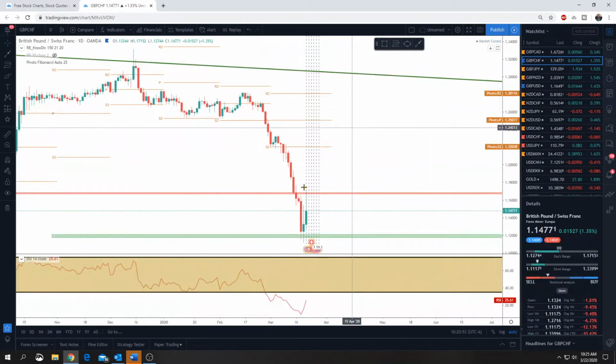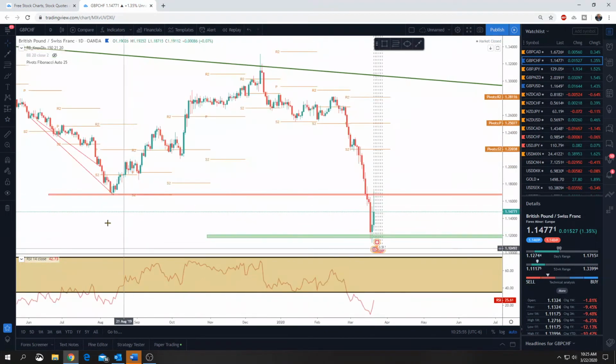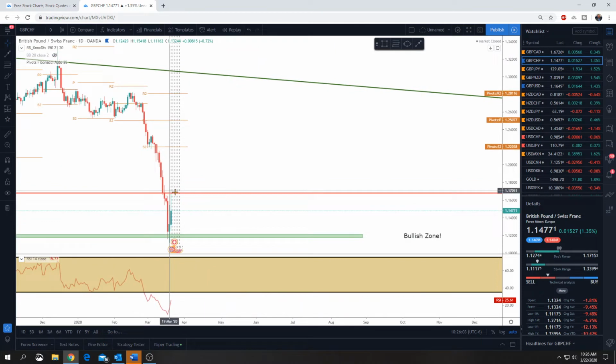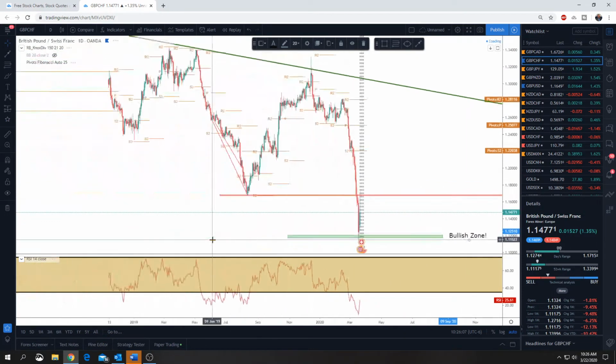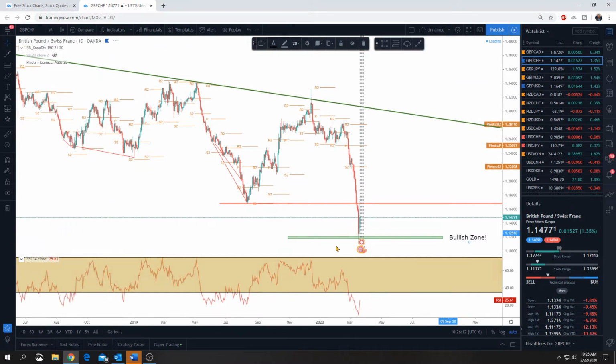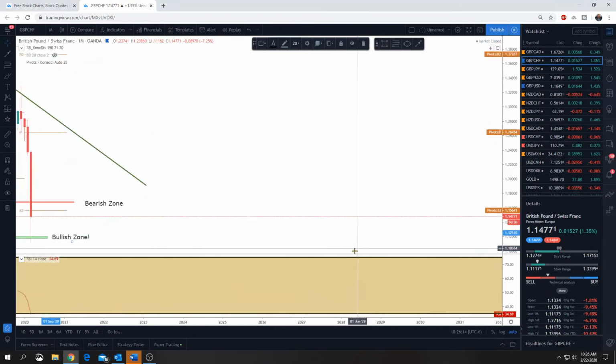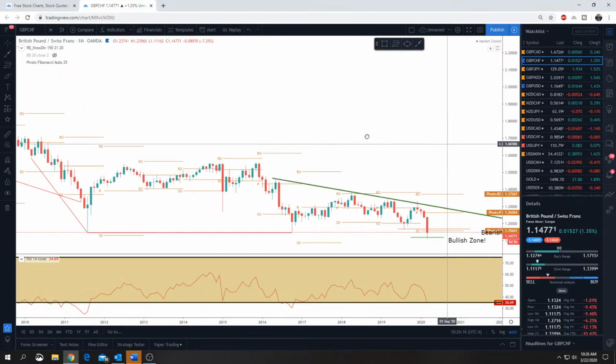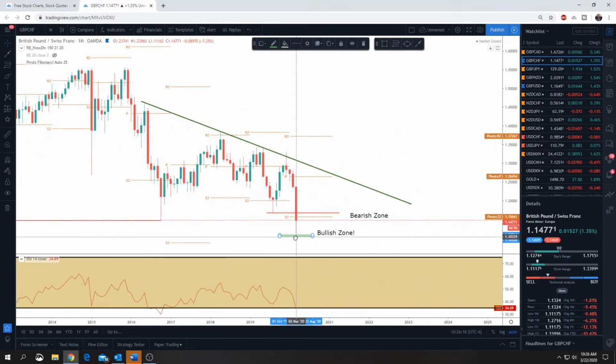British pound, Swiss franc. So this one here was a strong support. We broke it. We've retested it. So this is going to give price permission to go wherever it wants. Let's go to a bigger monthly time frame. All right. So we are in super weird territory with this.